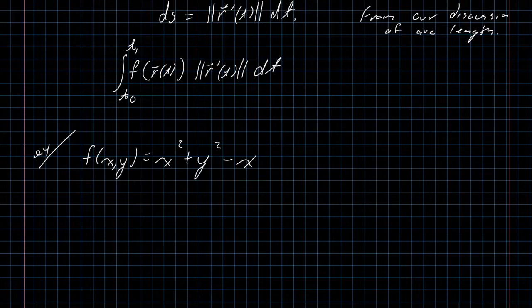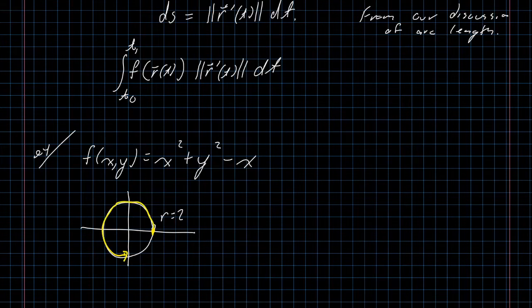Let's take a look at f of x and y is equal to x squared plus y squared minus x. And let's take a look at the path along this circle of radius 2 centered at the origin, but not the entire circle. We're going to start here at the x-axis. We're going to continue counterclockwise 3/4 of the way around the circle.